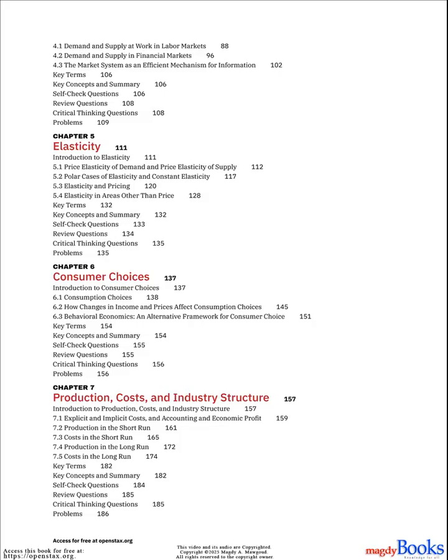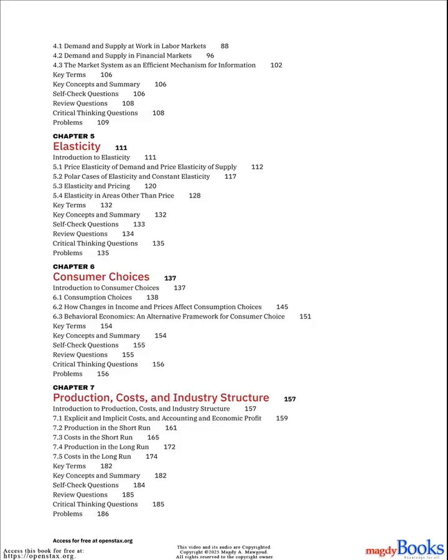Chapter 7. Production, Costs, and Industry Structure. Introduction to Production, Costs, and Industry Structure. 7.1. Explicit and Implicit Costs, and Accounting and Economic Profit. 7.2. Production in the Short Run. 7.3. Costs in the Short Run. 7.4. Production in the Long Run. 7.5. Costs in the Long Run.